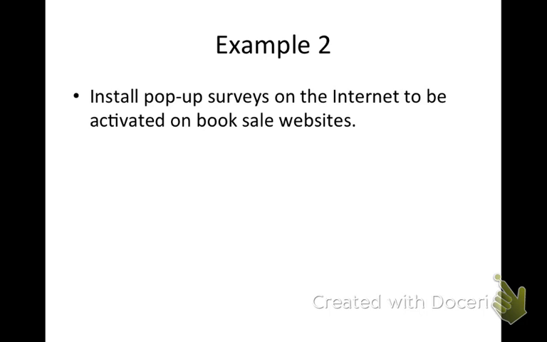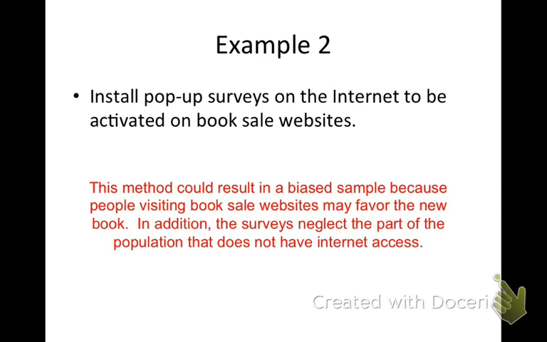So the company's going to install pop-up surveys on the internet to be activated on book sale websites. This method could result in a biased sample because people visiting book sale websites may favor the new book as the new product. In addition, the surveys neglect the part of the population that does not have internet access. Therefore, it would not be representative of the entire population.